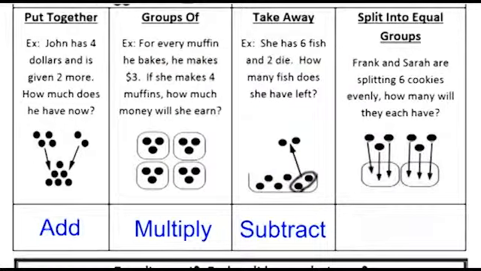To split into equal groups, Frank and Sarah are splitting 6 cookies evenly. How many will they each have? So we have one larger group being split equally into 2 smaller groups. Division.